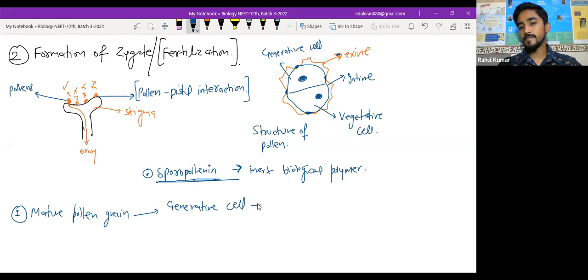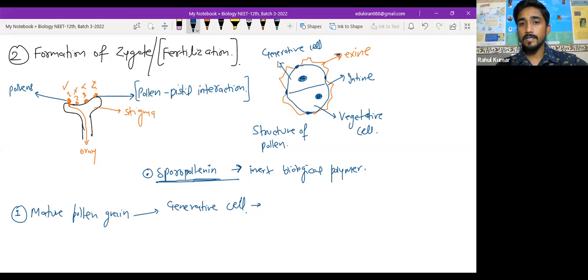Now this generative cell has one nucleus in the beginning, okay? Everyone listening? When it is mature and lands after pollination, and when the tube starts forming, just before that, this generative cell divides its nucleus mitotically. There is a mitotic division.